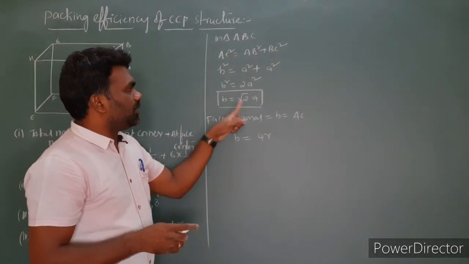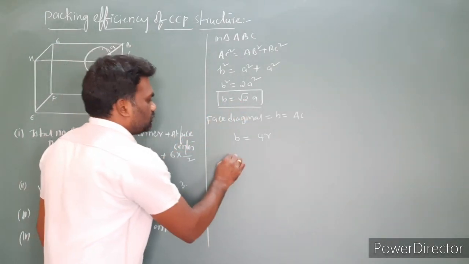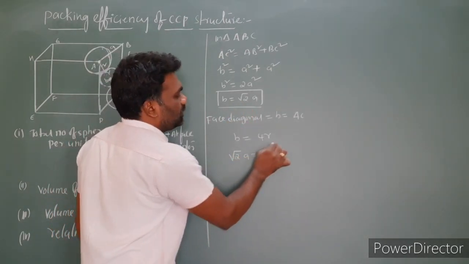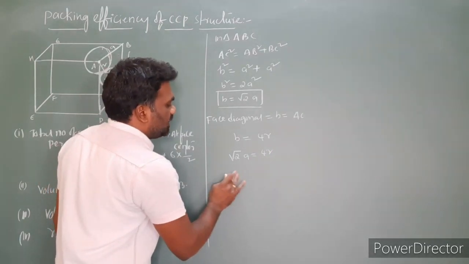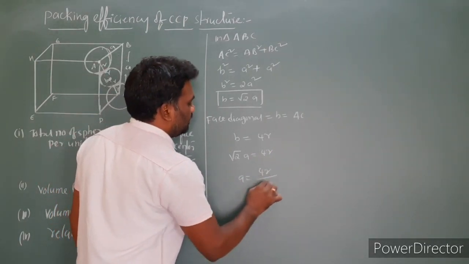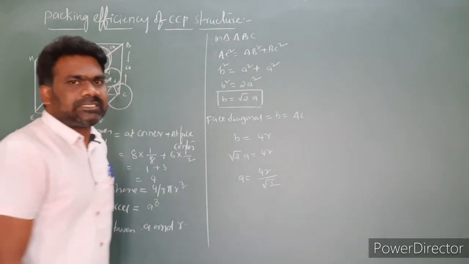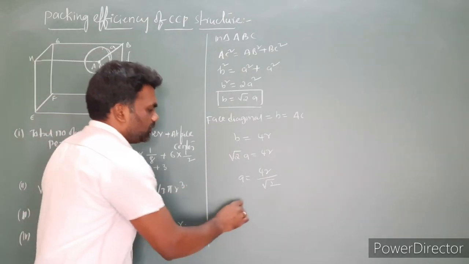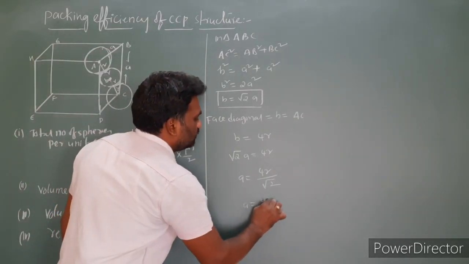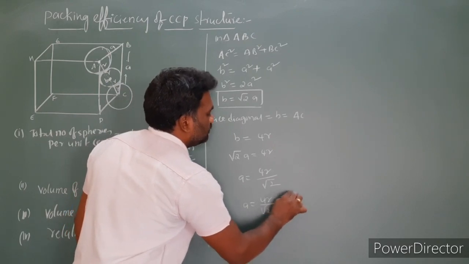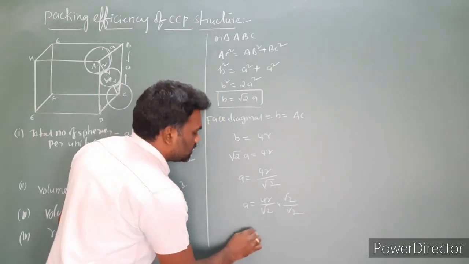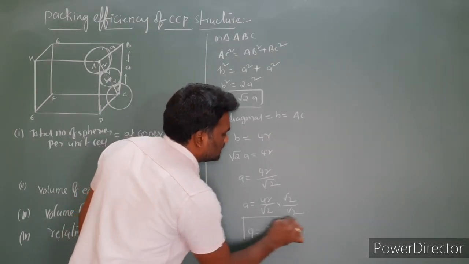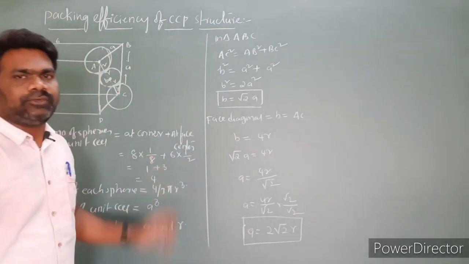Here we calculate the B value. B is equal to root 2A, so substitute the B value in the given equation. So root 2A is equal to 4R. Then A is equal to 4R by root 2. So this is the edge length. Rationalize with root 2: A is equal to 4R by root 2 into root 2 by root 2. Then the equation becomes A is equal to 2 root 2R. So this is the edge length of this unit cell.